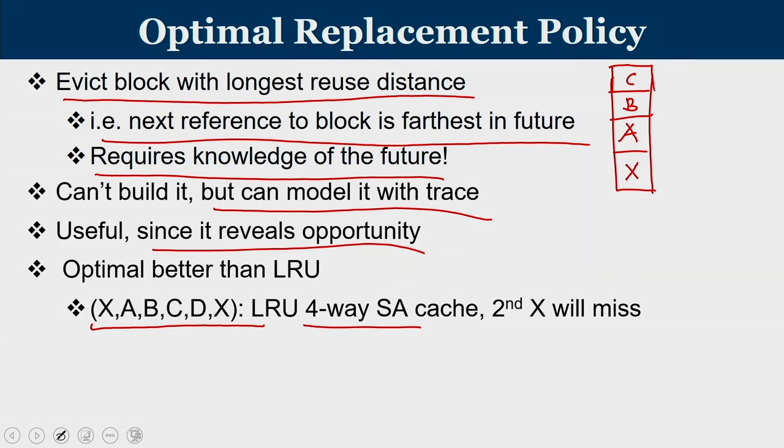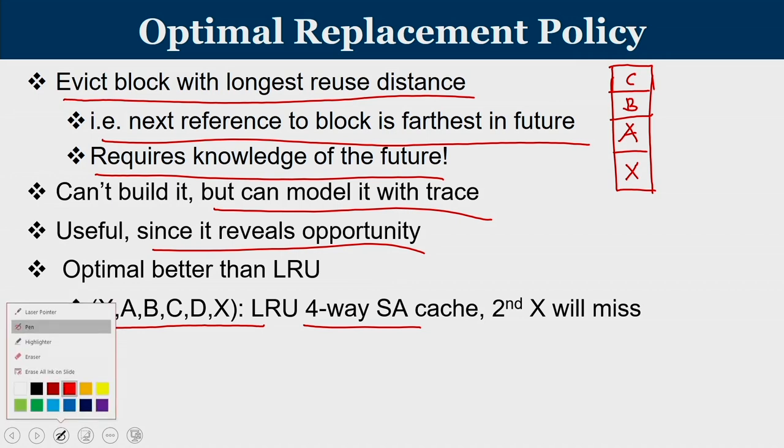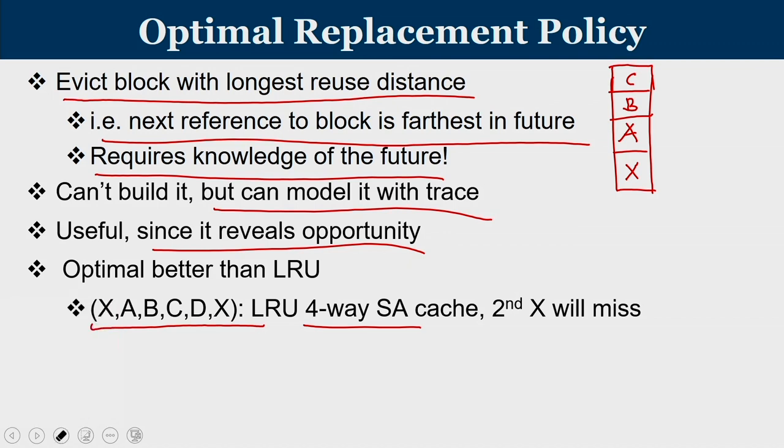So, X is residing, A is residing, B is residing and C is residing. Now, in this case, all the 4 ways are full, and if you are going for LRU policy, we know that X is the least recently used one. So, when D comes, I am going to replace X and put my new D there. So, D is going to be in the position of X.